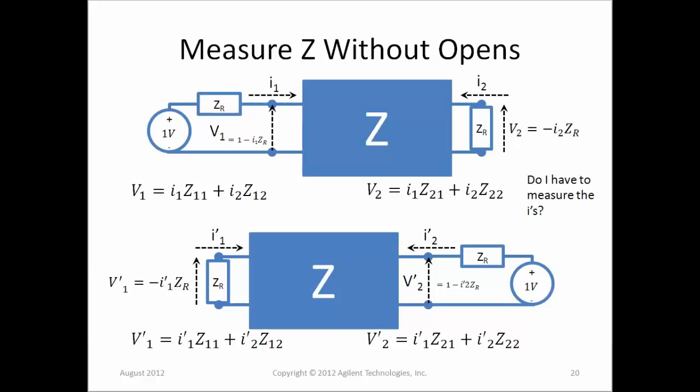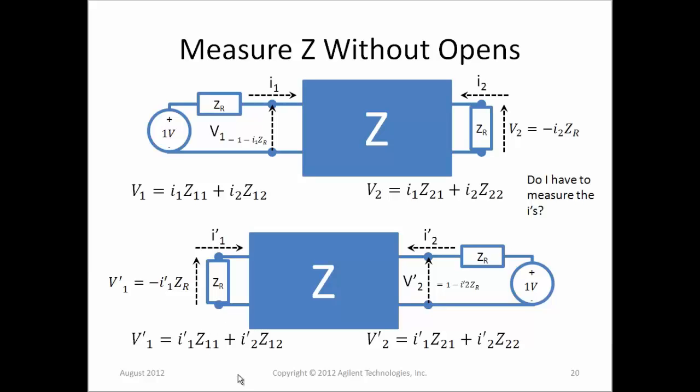Now it's certainly true you can measure Z parameters without using opens, and you can measure Y parameters without shorts also. Instead of using a current source, you use a kind of loaded source with some kind of reference impedance. And the problem with this is you end up with a set of equations. You still have 4 equations, 4 unknowns, but you haven't zeroed out any of these things.